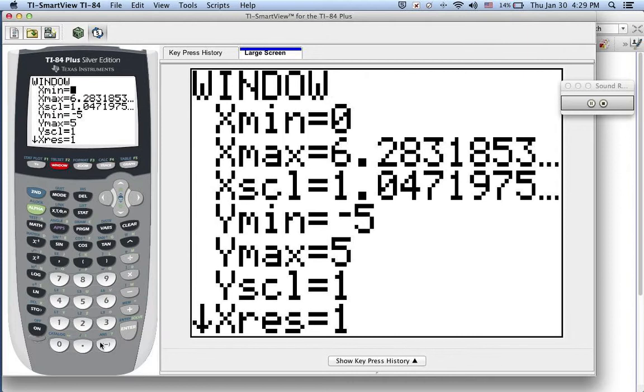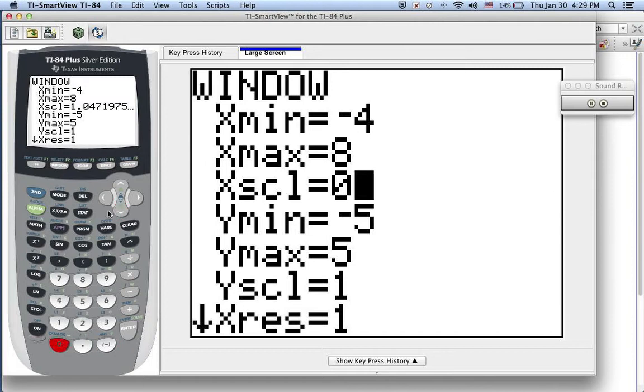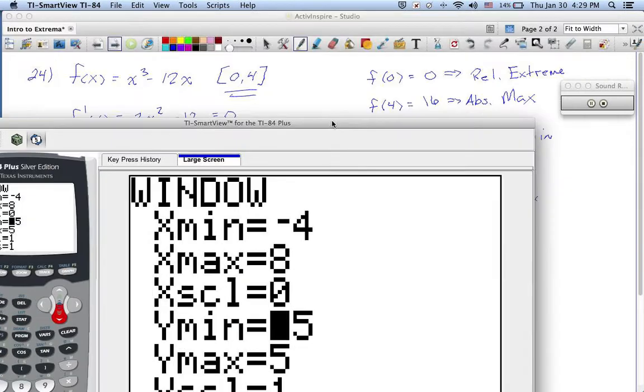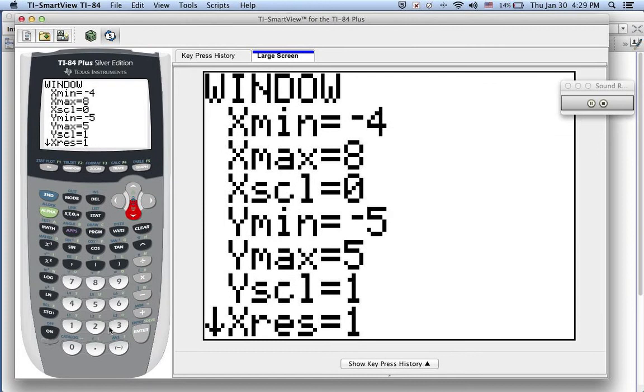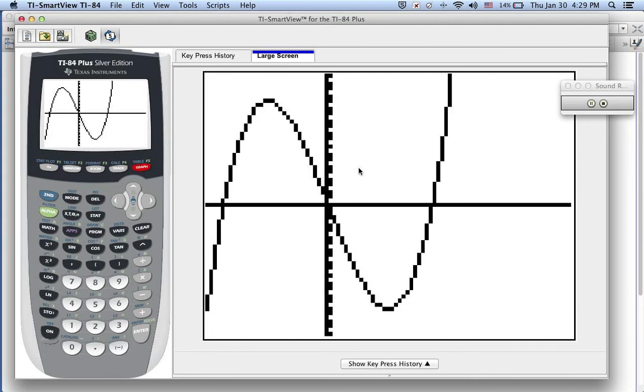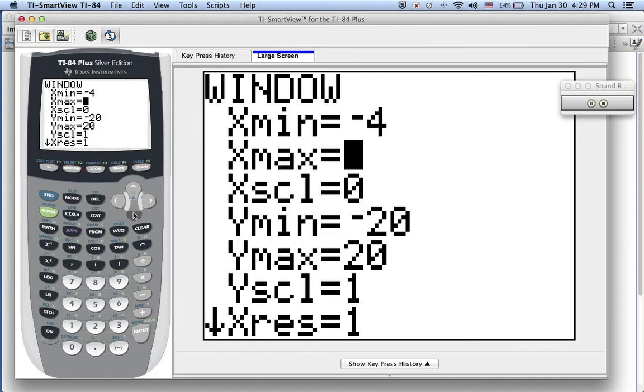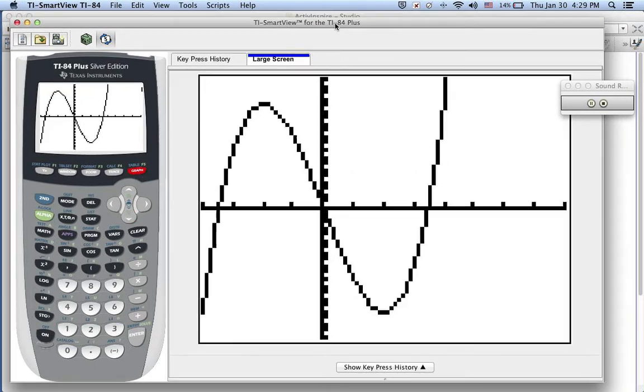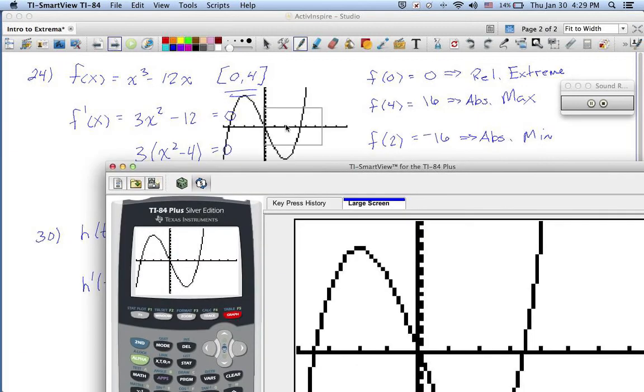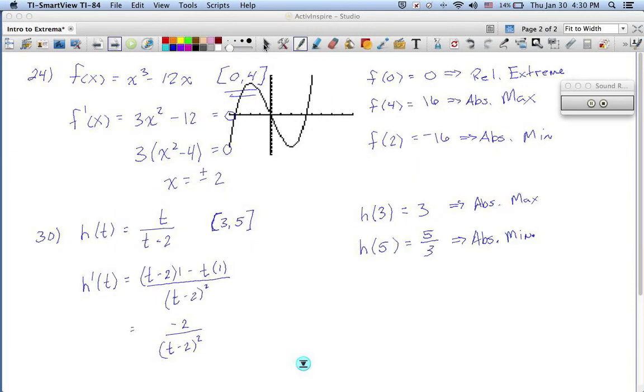So let's go like negative 4 to 8 to give ourselves some wiggle room. 0, and our maximum, if I recall over here, was 16 and negative 16. So I'm going to go negative 20 to 20. I want to make sure we can see everything. So here's our graph from 0 to 4. Why is there a scale on here? Scale is 0. Let's do a scale of 1. Graph. Let's drag this guy right onto here. We can look at him.